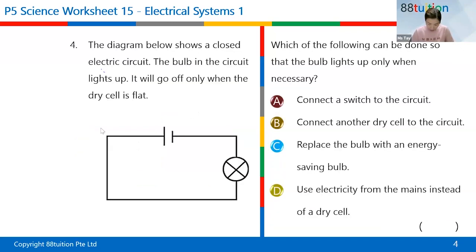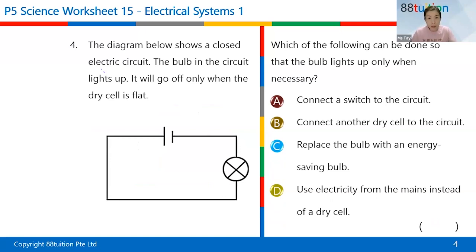Right, so this particular question, question 4. The diagram below shows a closed electric circuit. The bulb in the circuit lights up. It will go off only when the dry cell is flat. So when the dry cell is flat, then the light will go off. Imagine this is your room. You can't turn off the lights at all. You have to wait for all the electricity to be totally used up.